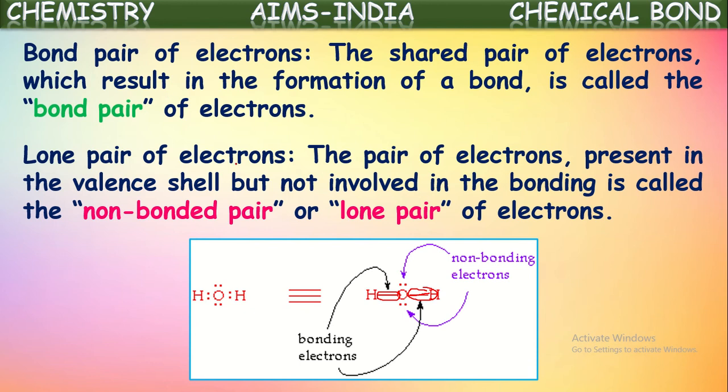Here, in this water molecule, there are 2 pairs of electrons on the oxygen in the valence shell which are not participating in the bond formation. They are called non-bonding pairs or lone pairs of electrons. Okay, that's about lone pairs of electrons and bonded pairs of electrons.